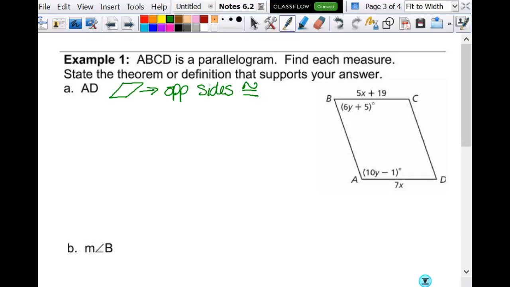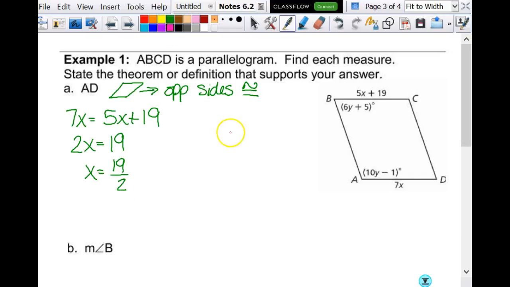So since that's true, I take 7x, set it equal to 5x plus 19. Then it's a piece of cake, right? 2x equals 19, so x equals 19 over 2. All right, they didn't ask me for x, so I got to plug it back in. So when I do that, I'm going to get 7 times 19 over 2.